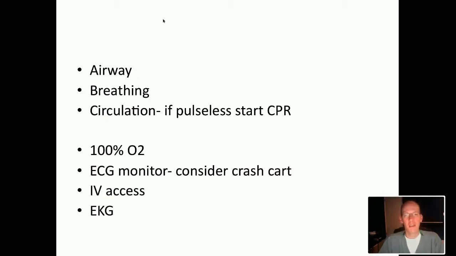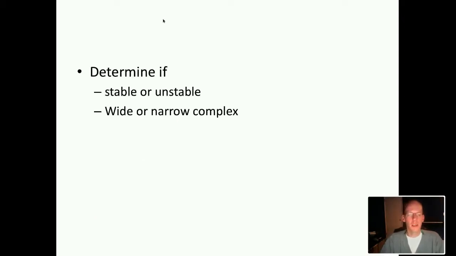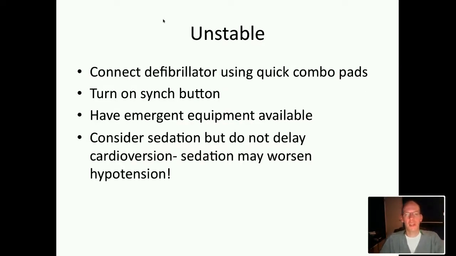You can establish IV access, and then if time allows, you can perform a 12-lead EKG, which would allow you to get a little more diagnostic information than you could just off the rhythm analysis from the cardiac monitor. Once you've done that, it's important to determine at this point: is the patient stable or unstable? And is this a wide or narrow complex? Because this is going to play into how you treat the patient. So let's start with unstable first.